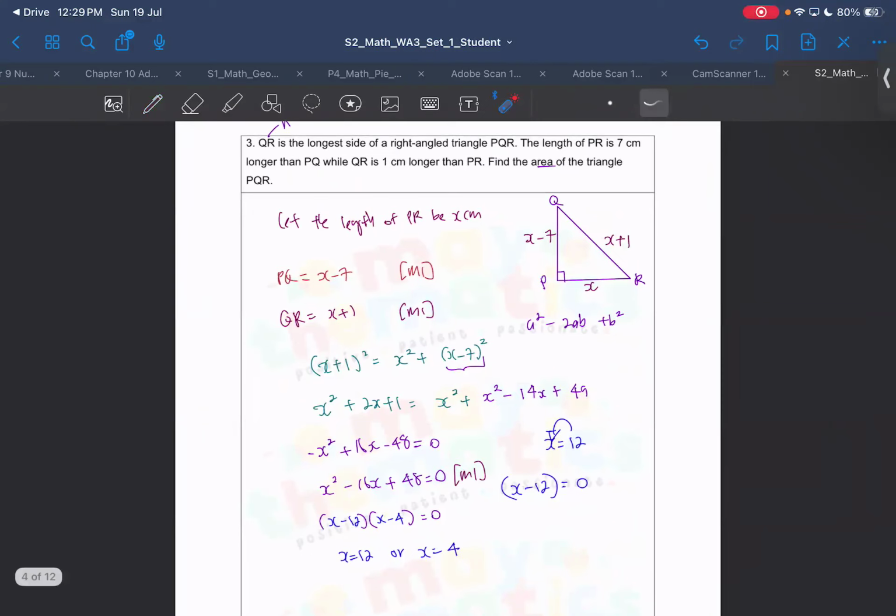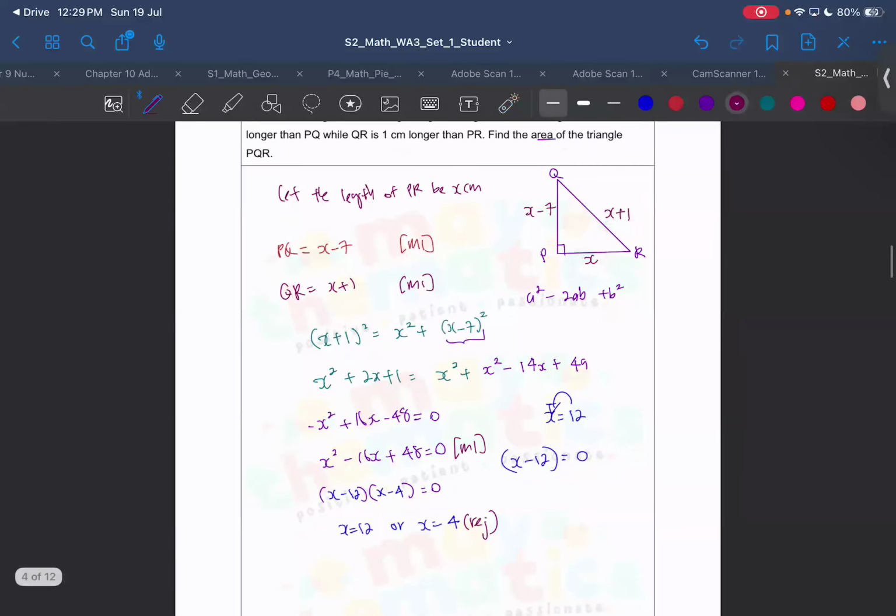Now you look at the information again. Can my x be 4? Why not? Because I will get negative. So cannot, reject. Okay, so you check again. 12. 12 minus 7, I will get positive. 12 plus 1, positive, positive. So x equals 12 can. This one is another 1 mark.